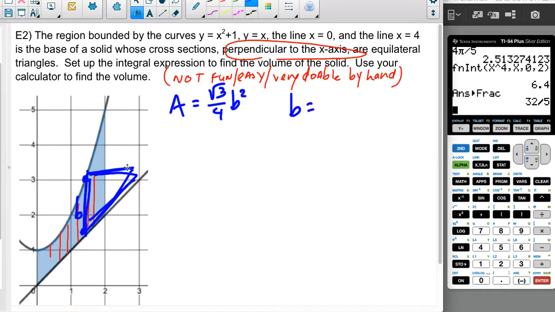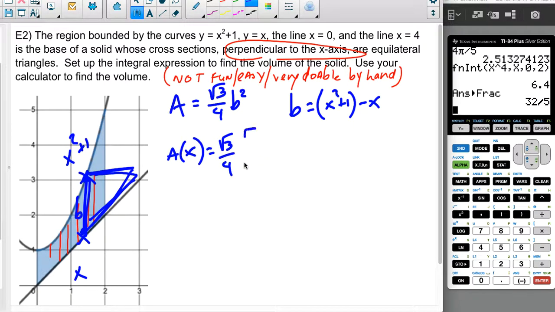In this problem, the base is going to be top minus bottom. Well, the top is x squared plus 1, and the bottom is x. So this base is going to be x squared plus 1 minus x. Honestly, there is no incentive to clean this up at all. You should leave it like that. So the area in terms of x is going to be root 3 over 4 times this entire ugly monstrosity, just leave it like that, quantity squared.